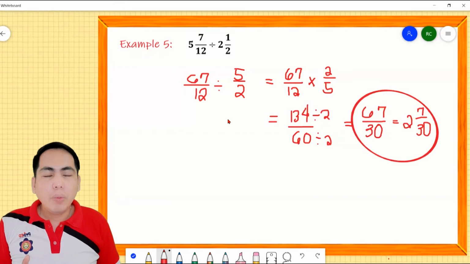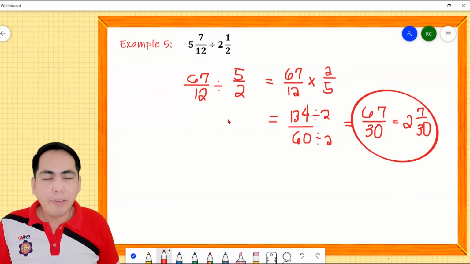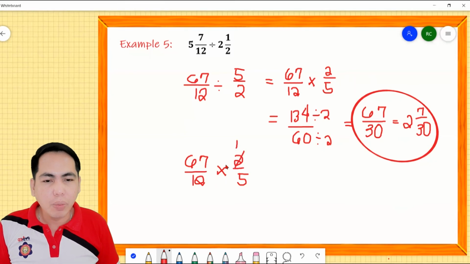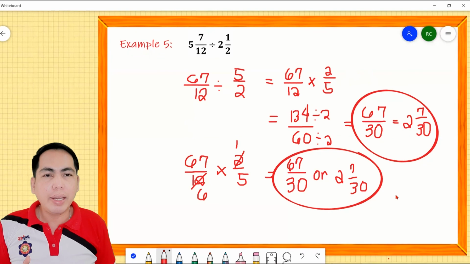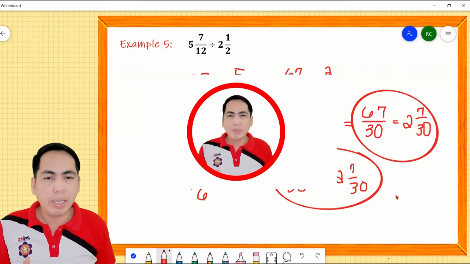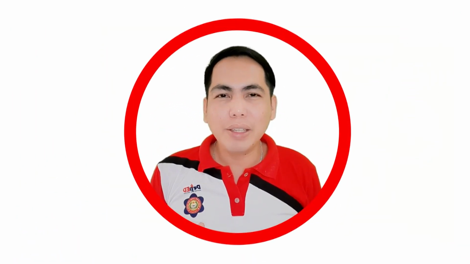We can also reduce first the fraction before we will multiply. We can reduce 12 and 2 by dividing these numbers by 2. So 2 divided by 2 will give us 1, and 12 divided by 2 will give us 6. So 67 times 1 will give us 67 over 6 times 5 will give us 30, or 2 and 7 over 30. So there you have it, how to divide fractions.